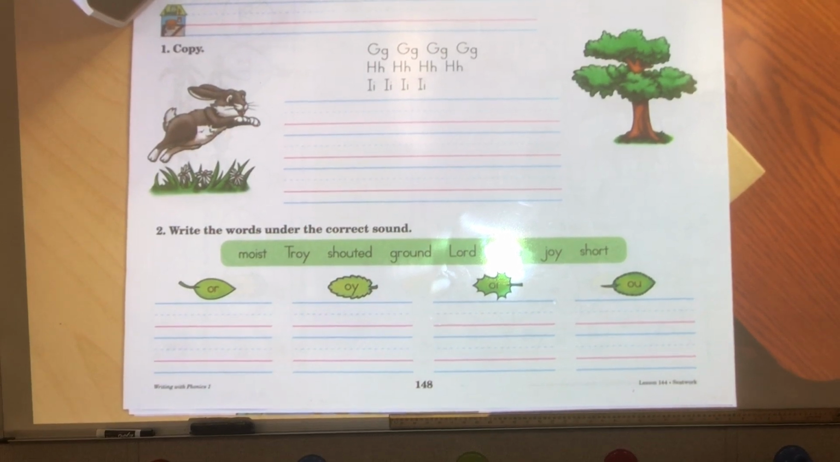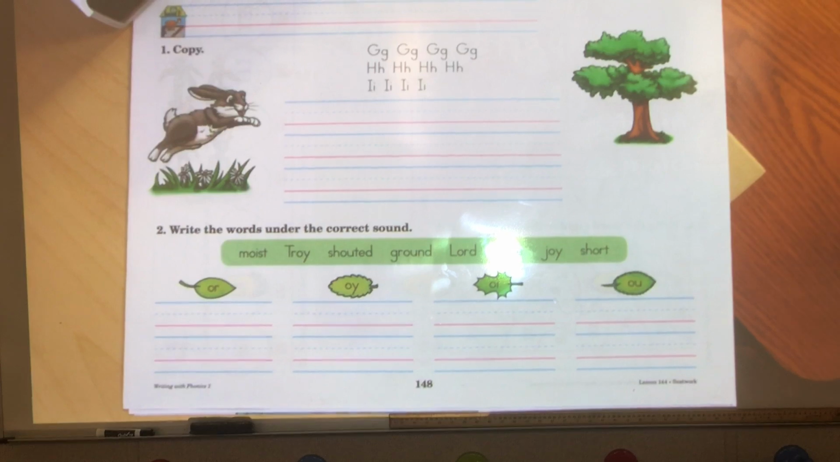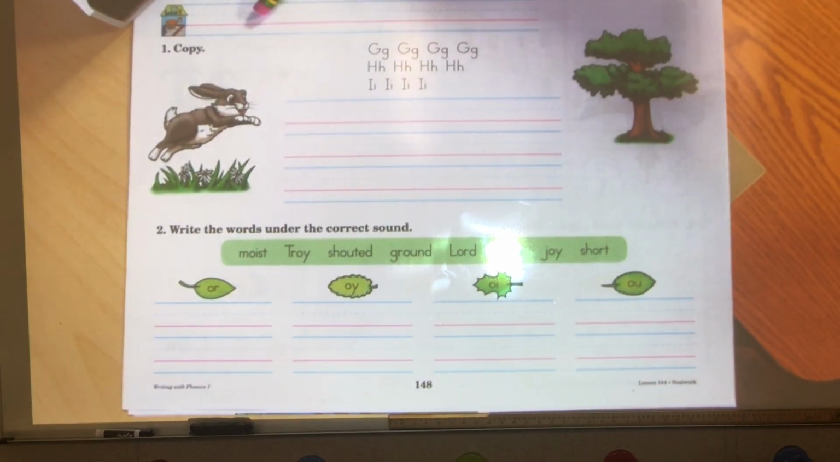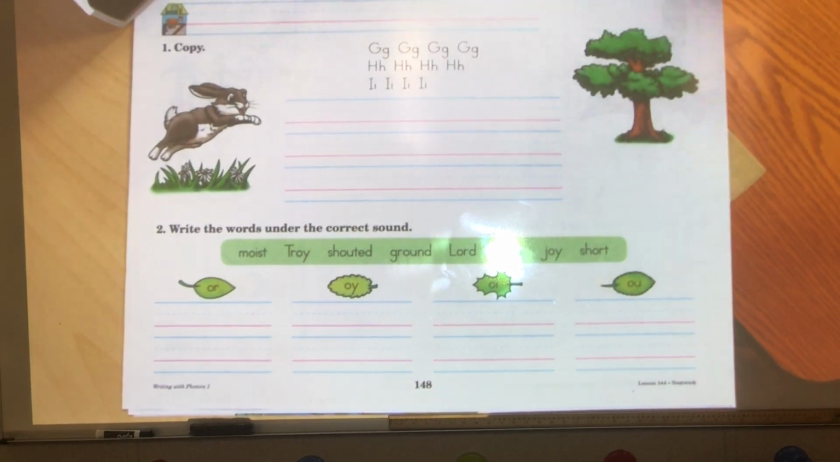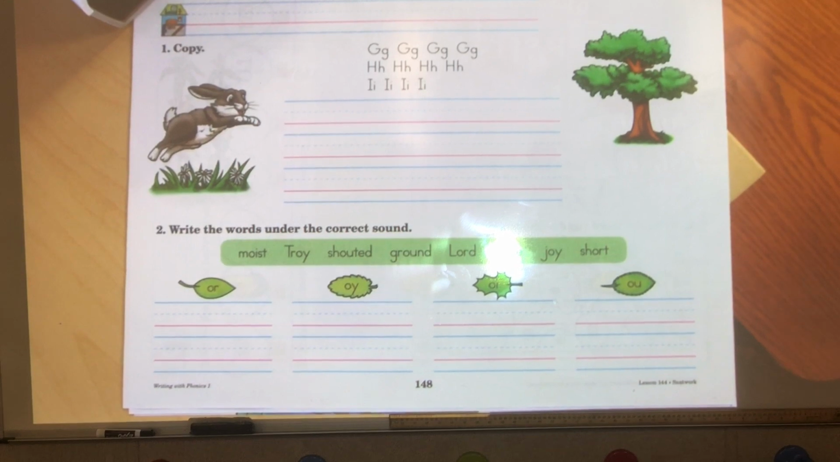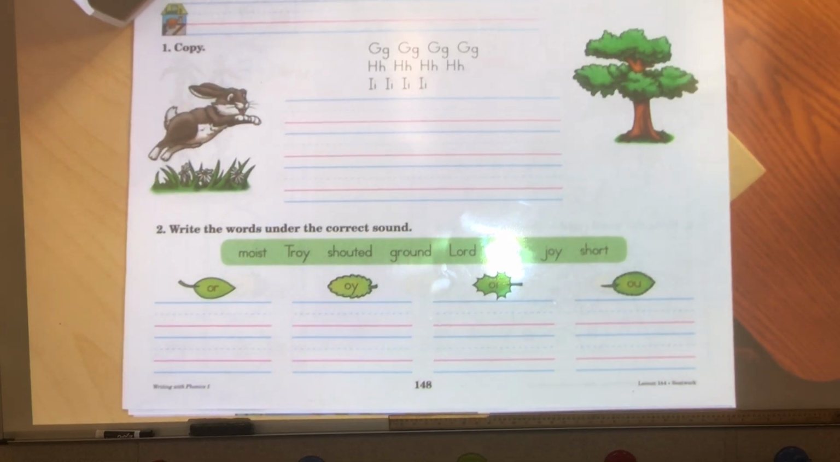Today is lesson 144. Let's take a look at our handwriting page. As always, please make sure you have your name on your paper. Remember, boys and girls, Ms. Azure wants you to write your neatest and straightest handwriting. Make sure you're forming the letters the right way.